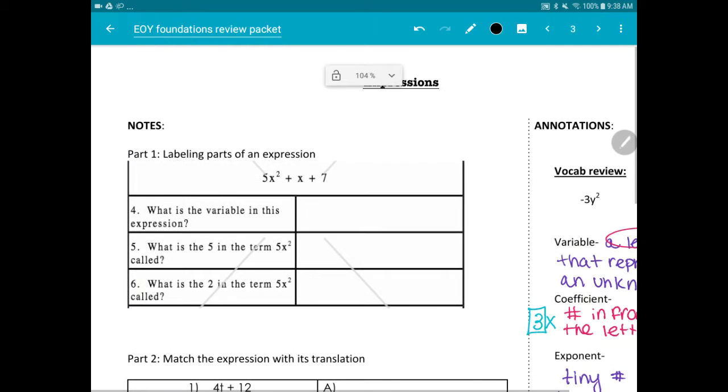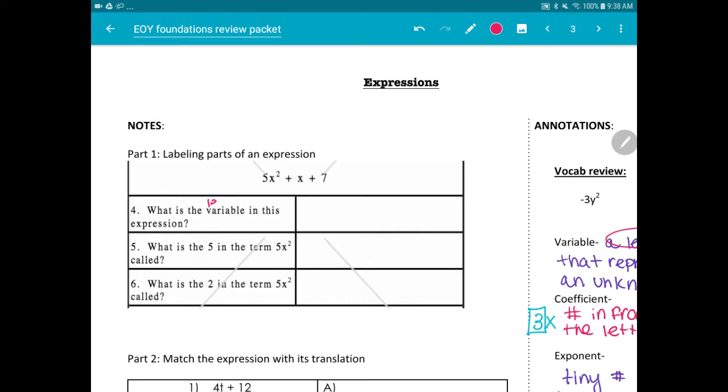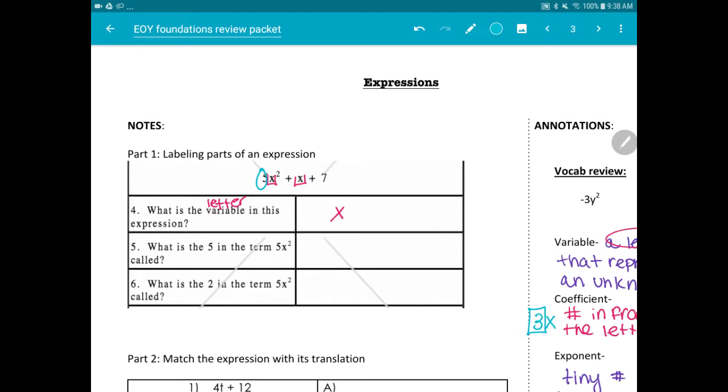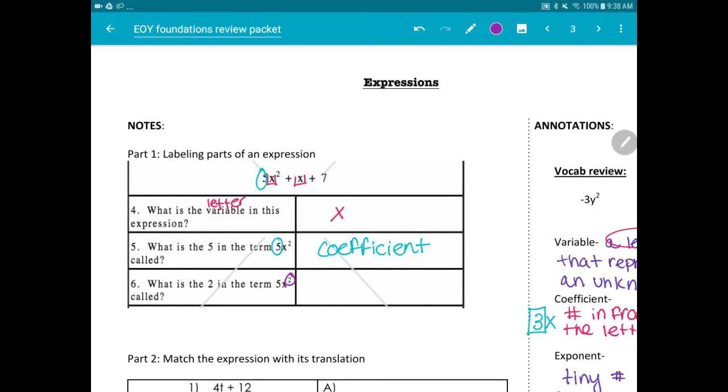So let's label parts of an expression now. So what is the variable in this expression? So basically it's saying what letter do you see in this expression? So the letter that I see is the variable x. Okay? What is the 5 called in the 5x squared? The 5 is our coefficient. And then what is the 2 called? That is our exponent.